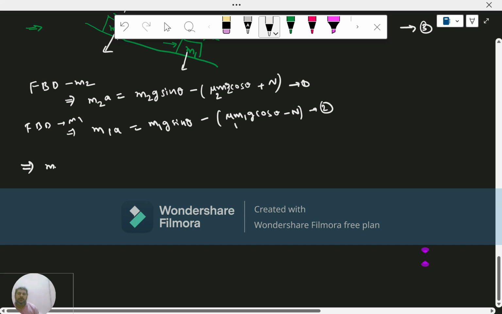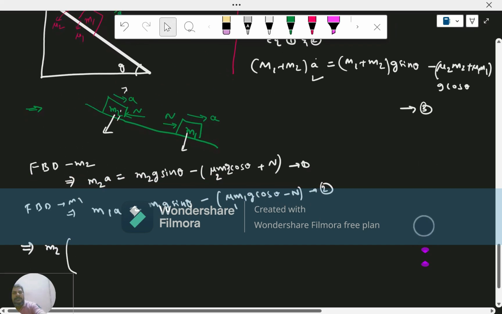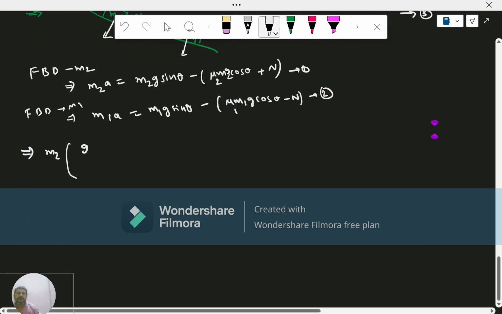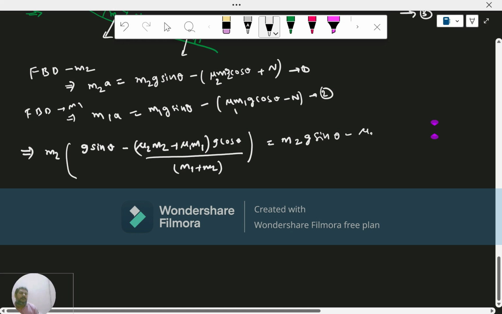So A is G sin theta minus (mu2 M2 plus mu1 M1) into G cos theta divided by (M1 plus M2), which is equal to, substituting the first equation, M2G sin theta minus mu2 M2G cos theta plus N. Now multiplying by M2, the M2G sin theta terms get cancelled.